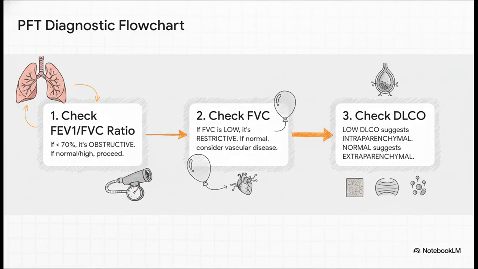Step 1. Check the FEV1/FVC ratio. If it's low, you've found an obstructive disease. End of story for that step. If it's normal, you go to step 2. Check the FVC. If the FVC is low, you're dealing with a restrictive disease. And finally, step 3 is where you bring in the DLCO to pinpoint the problem. A low DLCO helps you zero in on issues inside the lung tissue or its blood vessels, while a normal DLCO points to problems outside the lung parenchyma itself.